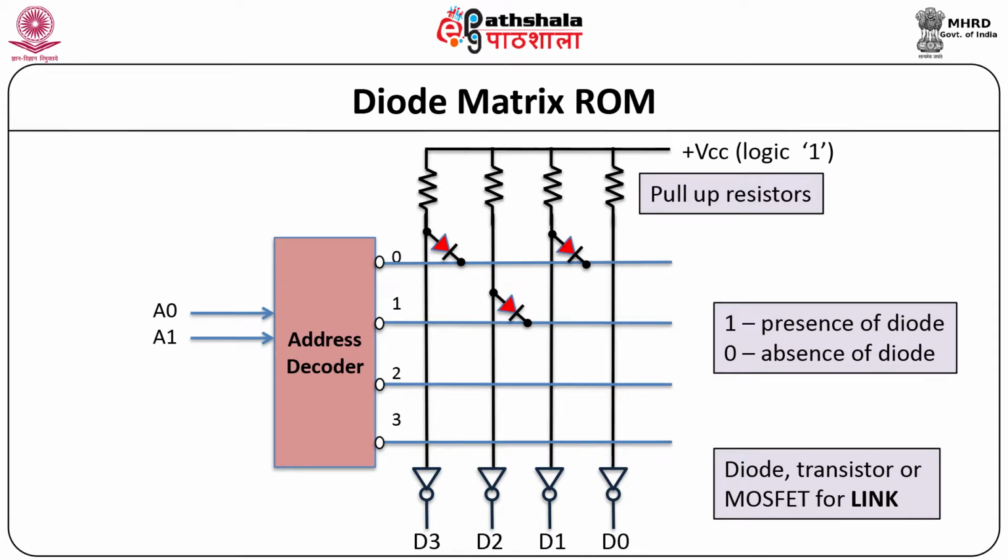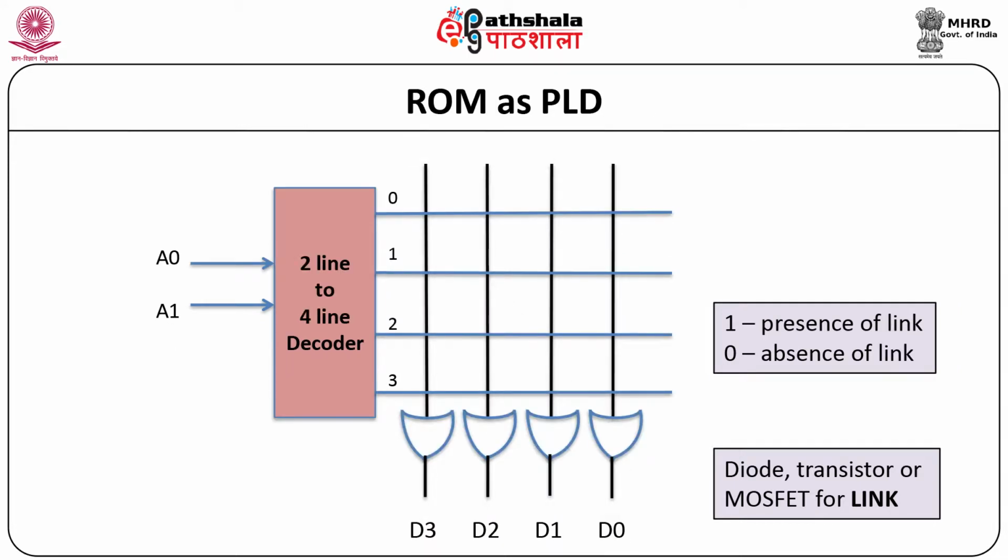When the memory address is 01, row 1 is low. The data stored in the ROM is 0100. For address 10, row 2 is activated and data stored is 0001. In the memory addressed 11, row 3 is activated and the contents of data are 1000. It is important to note that transistors or MOSFETs can also be used as switches in the ROM matrix to record the data. Let us now discuss how ROM can be used as PLD.